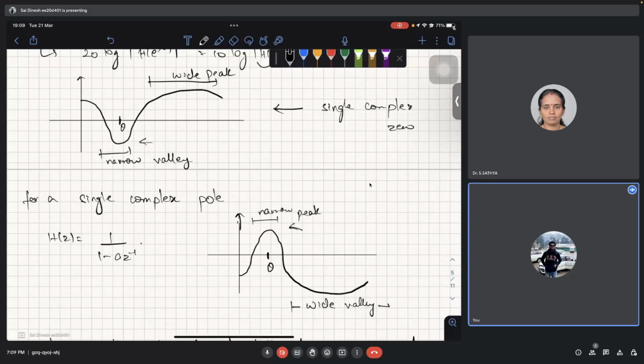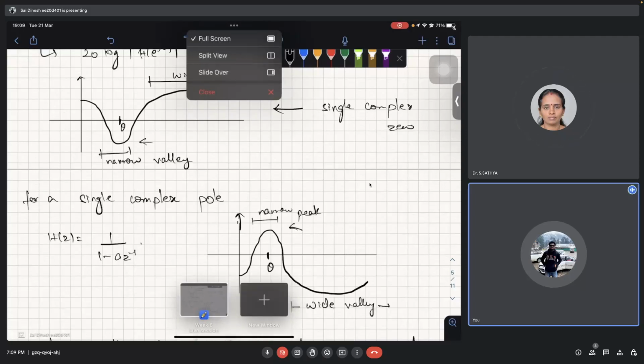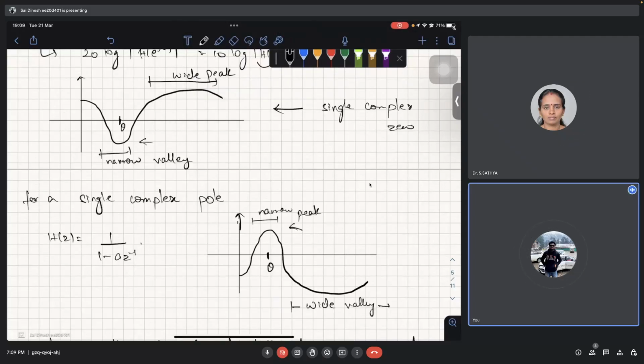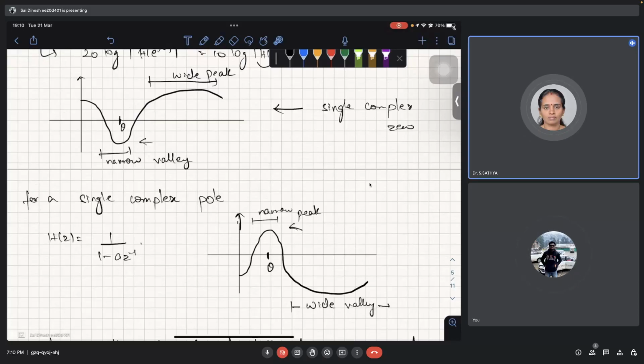A zero at some angle and some magnitude will create an attenuation at that particular frequency, right? Here we have a zero at some magnitude r and some angle theta. At that particular theta we have an attenuation, and depending on the distance of the zero from the unit circle, this attenuation depends. If it is very near to the unit circle, there is a very high attenuation.